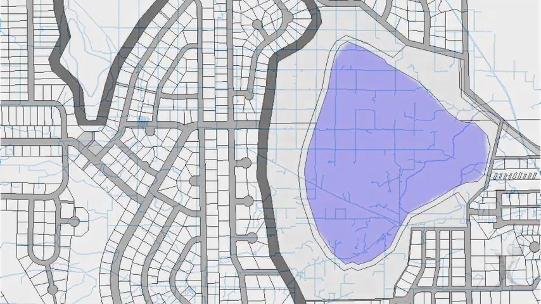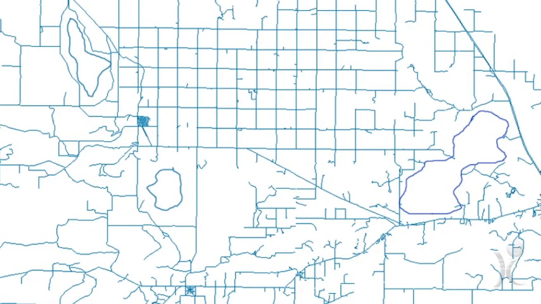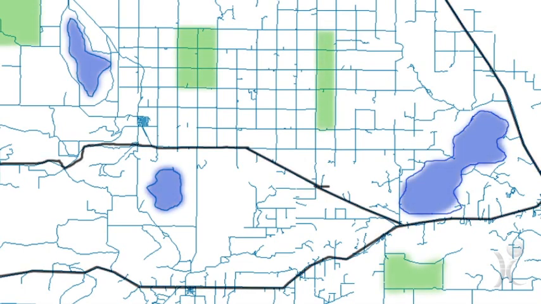One method of accomplishing figure-ground relationships is to utilize shading. In this example, the figure-ground relationship is not very clear. By applying shading to the lakes, the figure-ground relationship becomes clear.